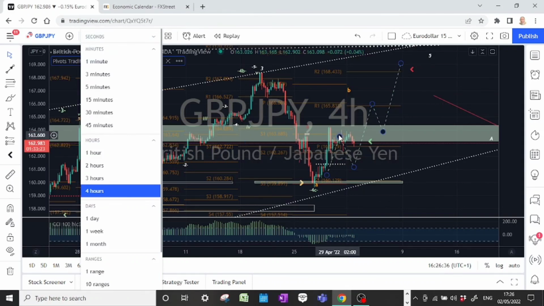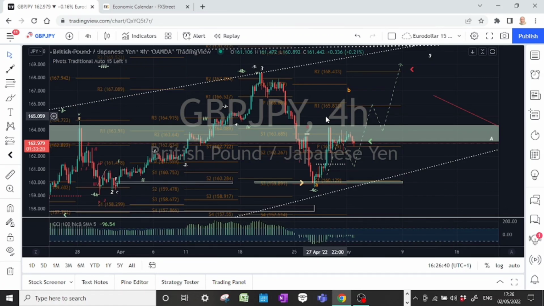We have all been looking at the sterling yen all through the past week. We have been looking at the sterling yen as it was going down.